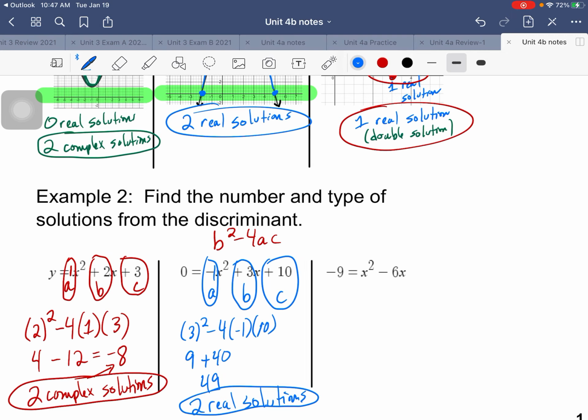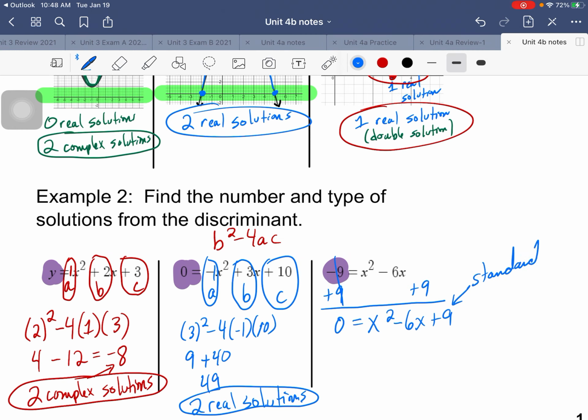All right, the last one. This one's a little tricky. You notice the first two are already in y equals, 0 equals. They're in standard form. The last one's not. This negative 9 is here. We either need y equals or 0 equals or f of x equals. Well, that negative 9, we can move it to the right side so we get all of the terms on one side and make the equation equal 0. That's in standard form.